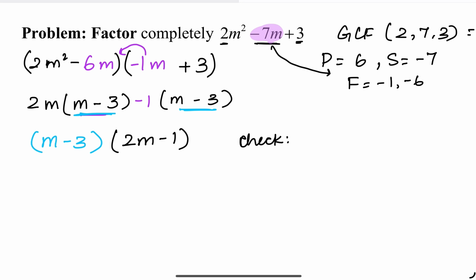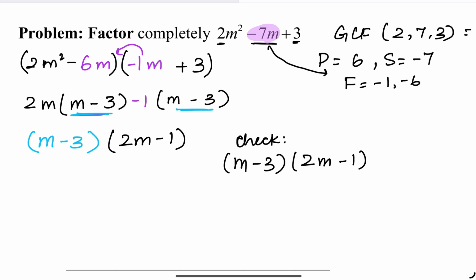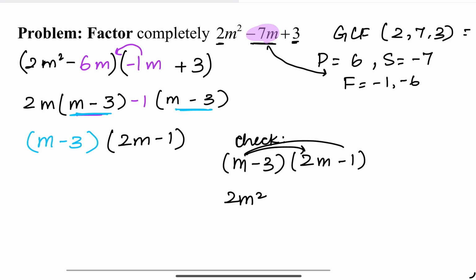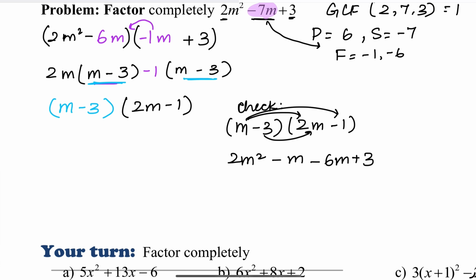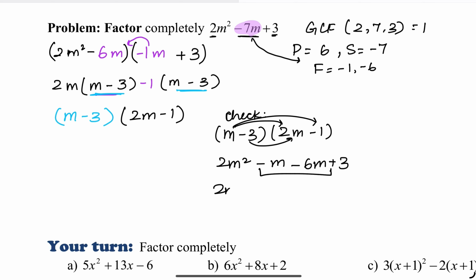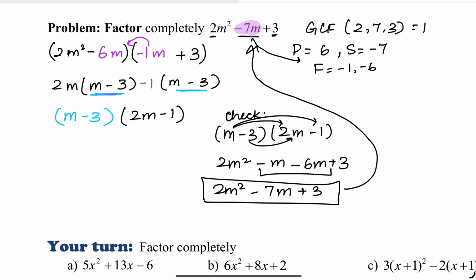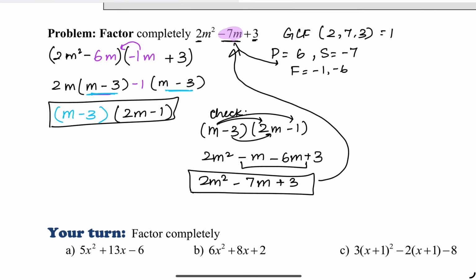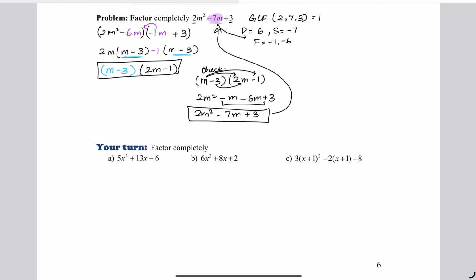So let's distribute it. m minus 3 times 2m minus 1. 2m squared minus m minus 6m plus 3. Oops, sorry. These are my like terms. So I have 2m squared minus 7m plus 3. And that's my answer. Or not my answer, but I verified it, right? My final answer is this. So take a moment, try these questions, and you can always check by distributing it. I'm just going to do part C for you guys.